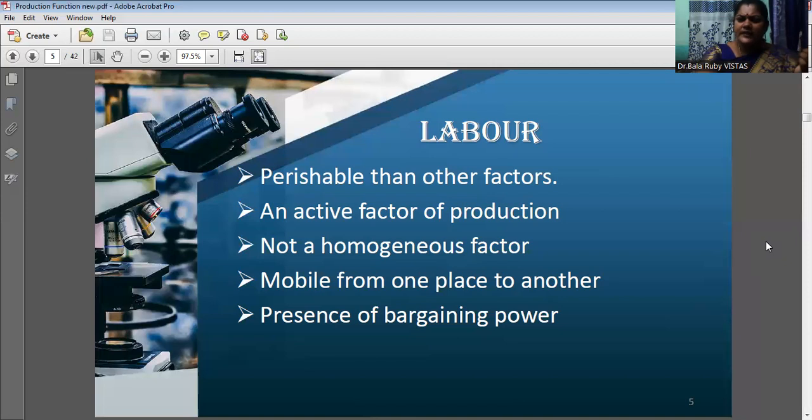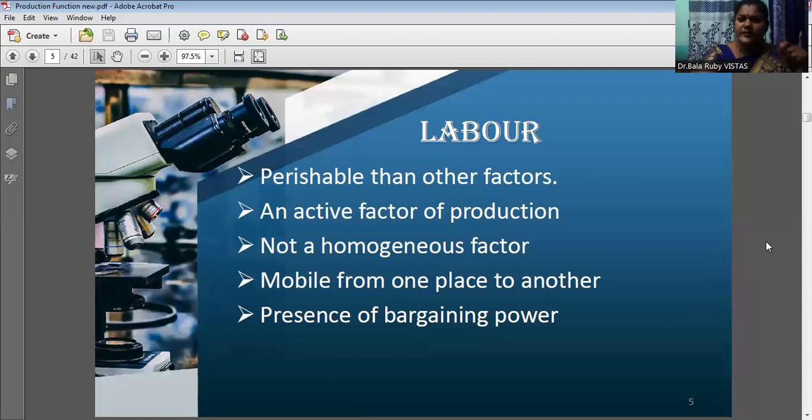And as far as labor is concerned, it is easily mobile from one place to another. Suppose you get an employment opportunity in a foreign country, we can easily shift. Similarly, foreigners can easily shift from their country to our country. So labor is freely mobile.